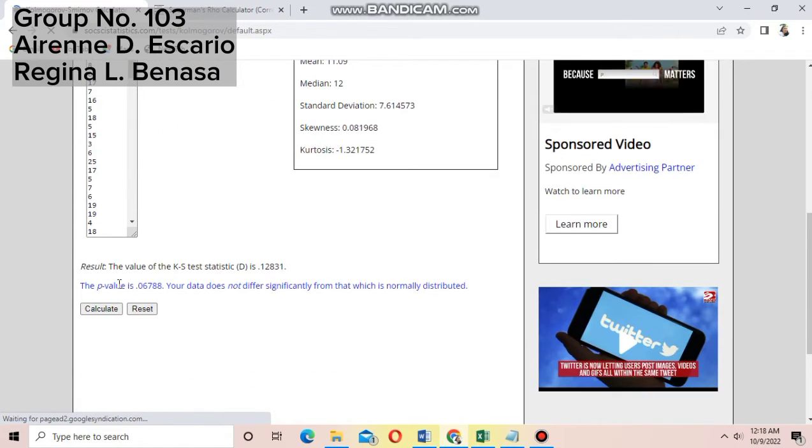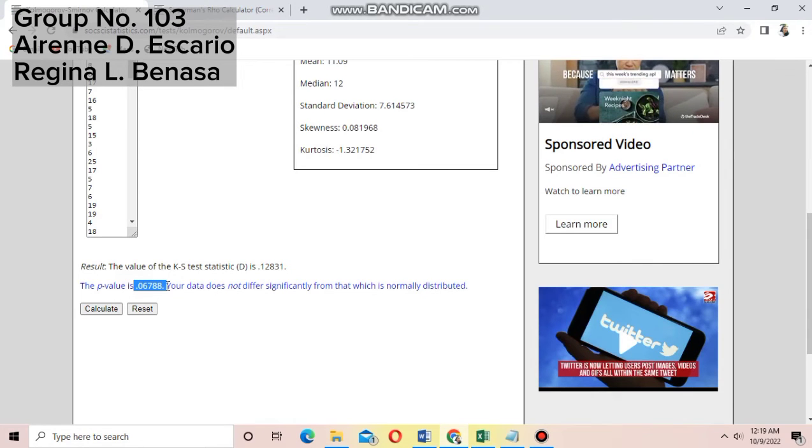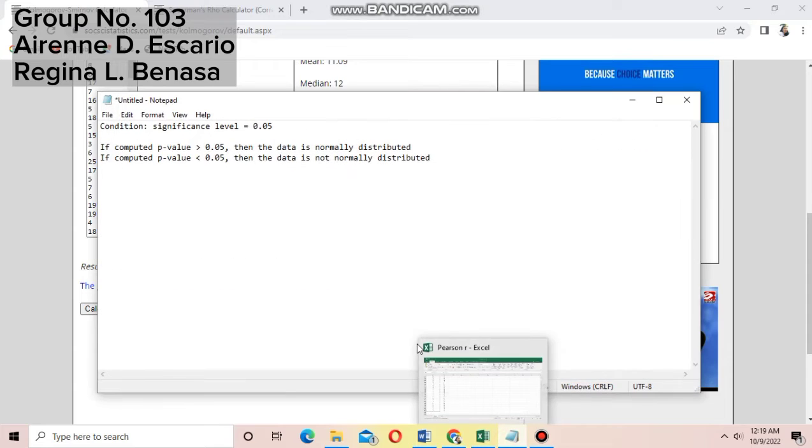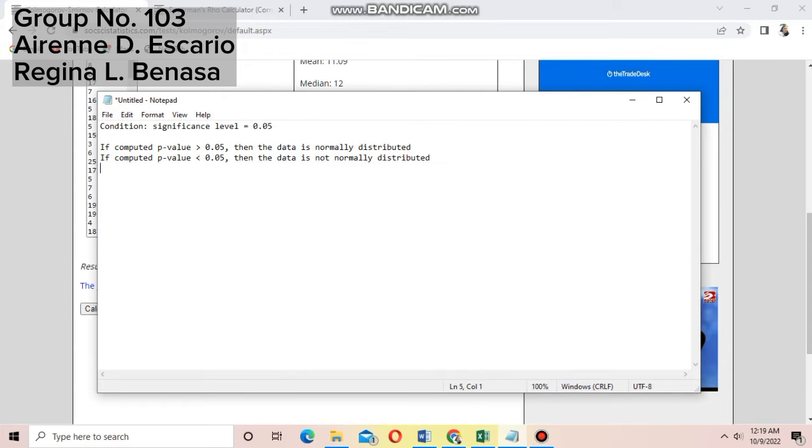So, the probability value of the dataset based on KS test is 0.06788. Our reference that has been set is equivalent to 0.05. The probability value that we got is greater than 0.05, which means that the data is normally distributed. So, our dataset for the frequency of absences is normally distributed.